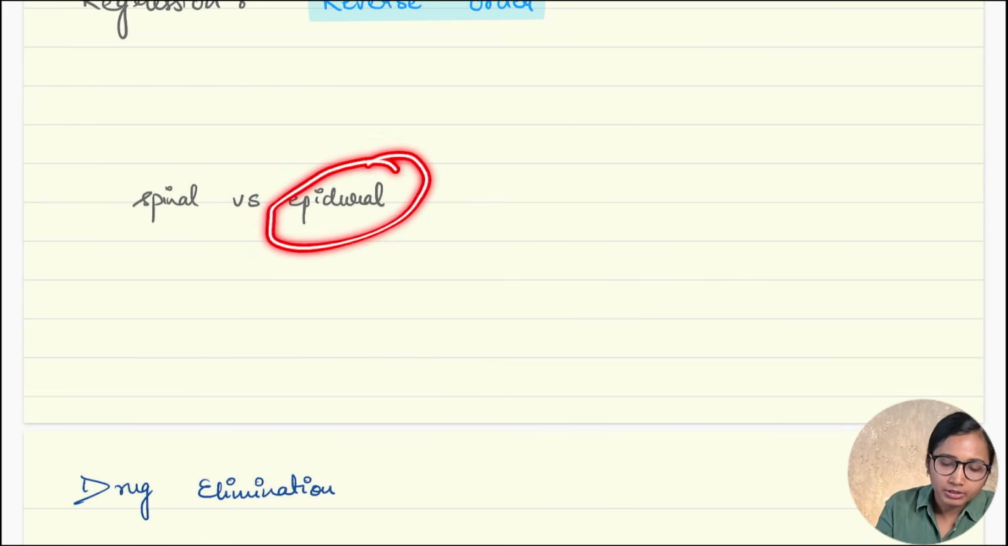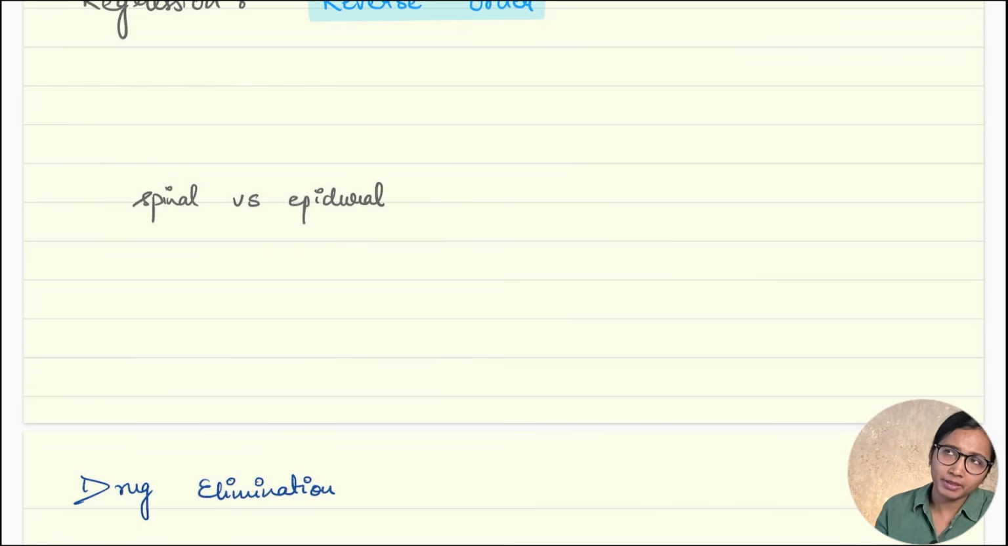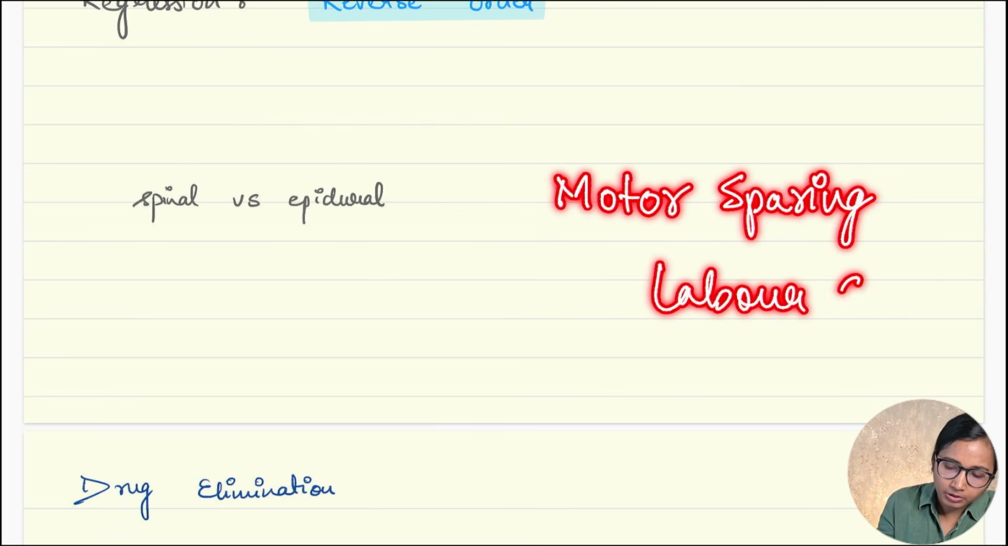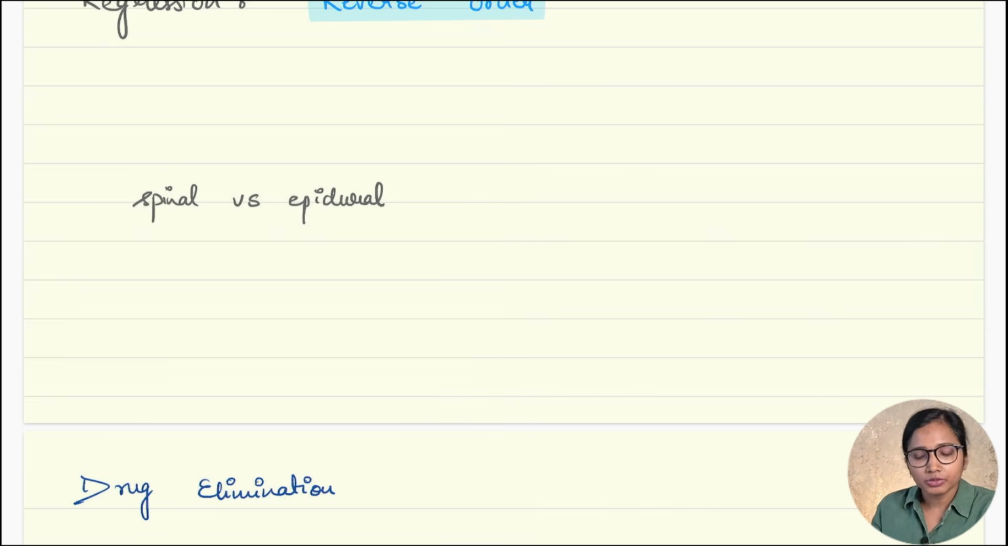In epidural, this is highly variable and depends on the volume and concentration of the drug used, and there is a feature, the motor sparing effect. Motor sparing effect is used in labor epidural. In labor epidural, we only need the sensory part to go. So, we give epidural and there is motor sparing effect and the patient can walk.